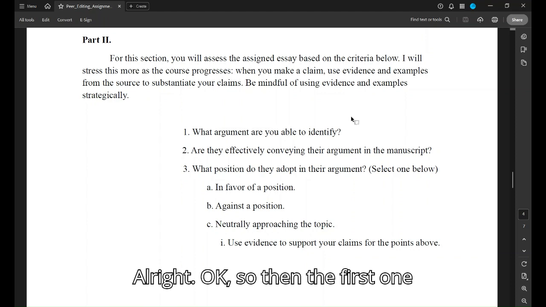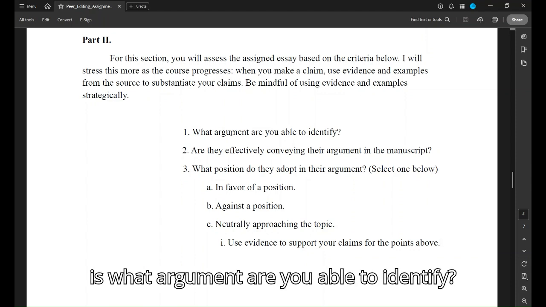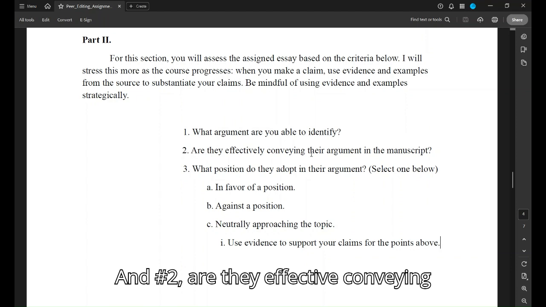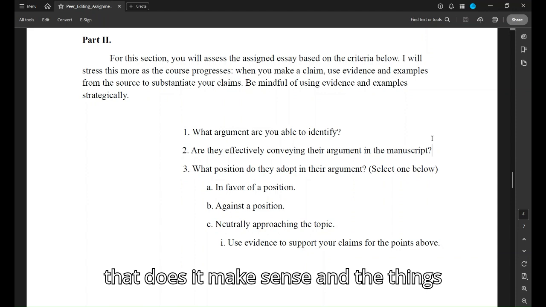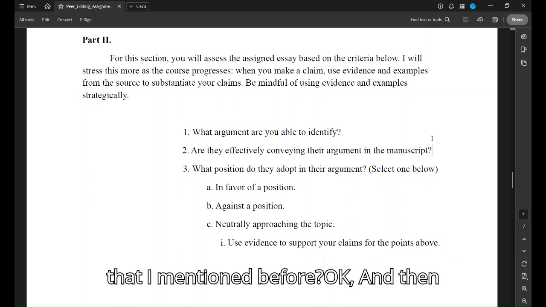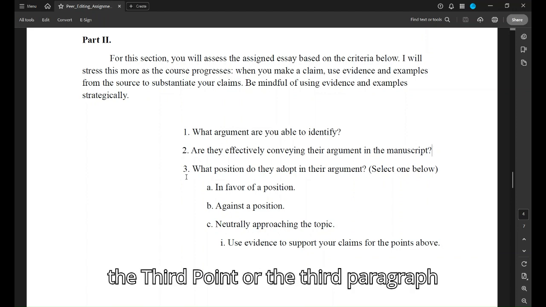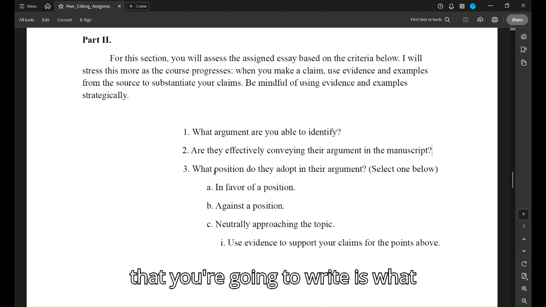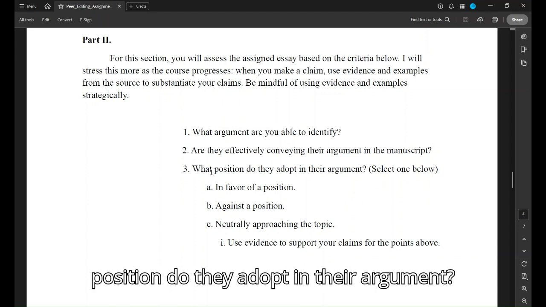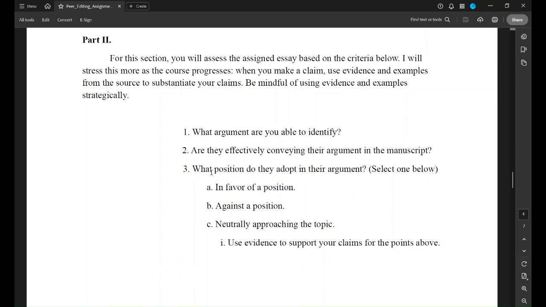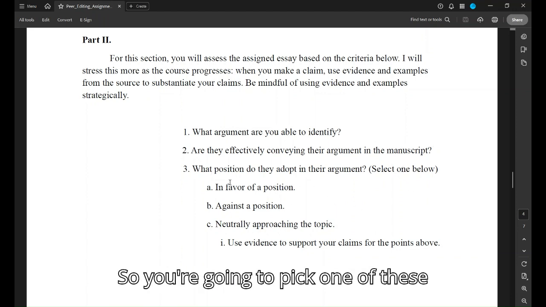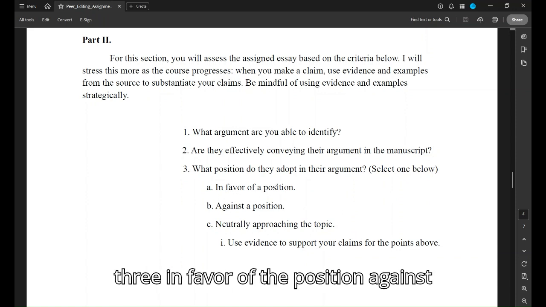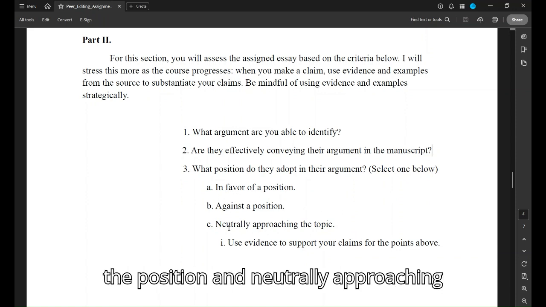All right. Okay, so then the first one is, what argument are you able to identify, and number two, are they effective in conveying their argument in the manuscript, meaning does it make sense, and the things that I mentioned before. Okay, and then the third point or the third paragraph that you're going to write is, what position do they adopt in their argument? And you see here, I have select one below. So you're going to pick one of these three: in favor of the position, against the position, or neutrally approaching the topic.